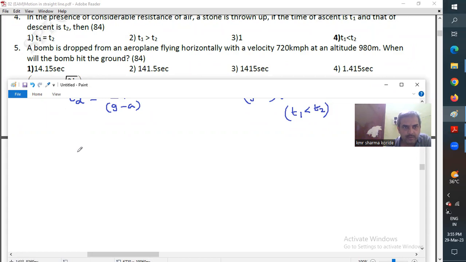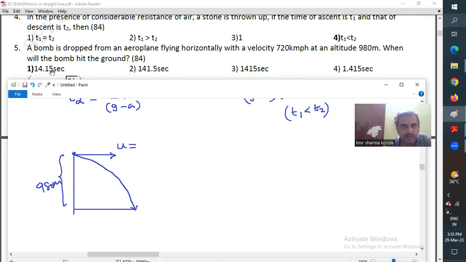So therefore, let it be dropped from the moving aeroplane, but it covers the same vertical distance. So to get the time of descent, we require vertical distance only. That vertical distance is the altitude, so that is going to be 980. It is not a freely falling body, but it travels a vertical distance same as a freely falling body, 980 meters. But it follows a parabolic path. But to get the time of descent, it is enough to take the vertical distance.